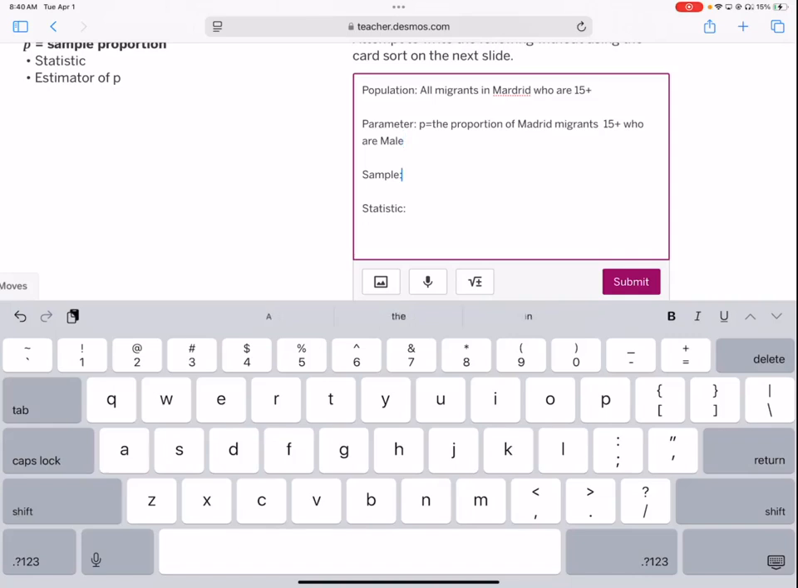So what is my sample? Who did I sample? More specifically, yes, I did cite immigrants. Yes. How many? 583 immigrants.